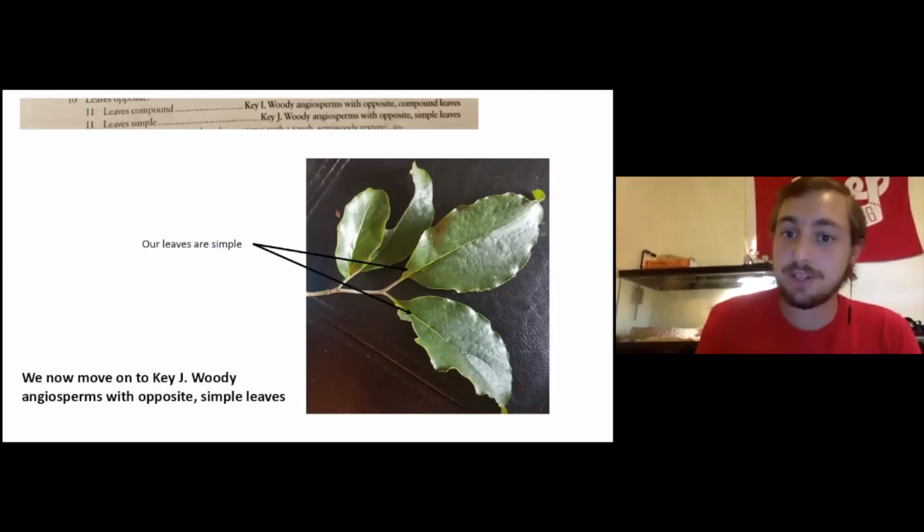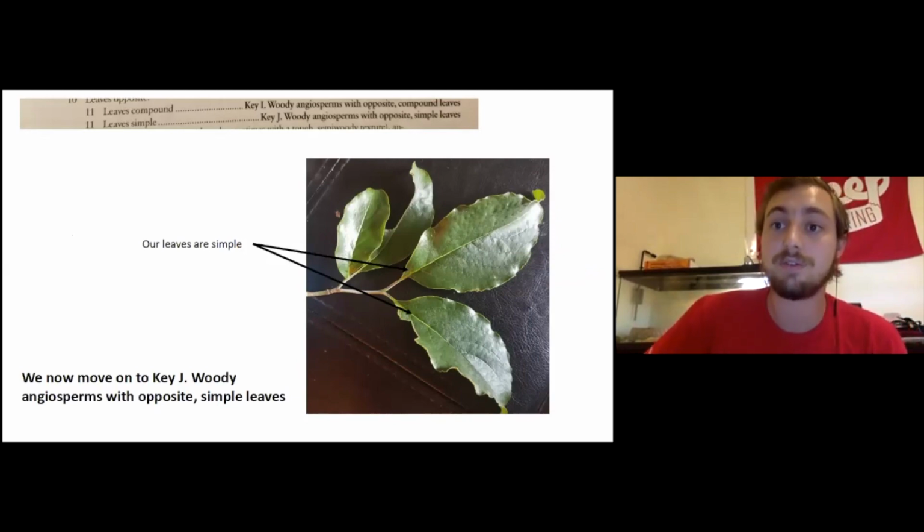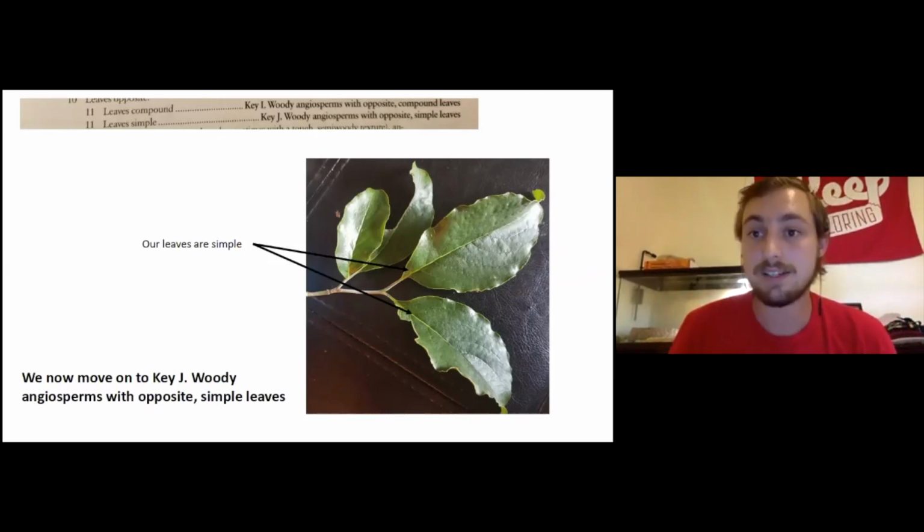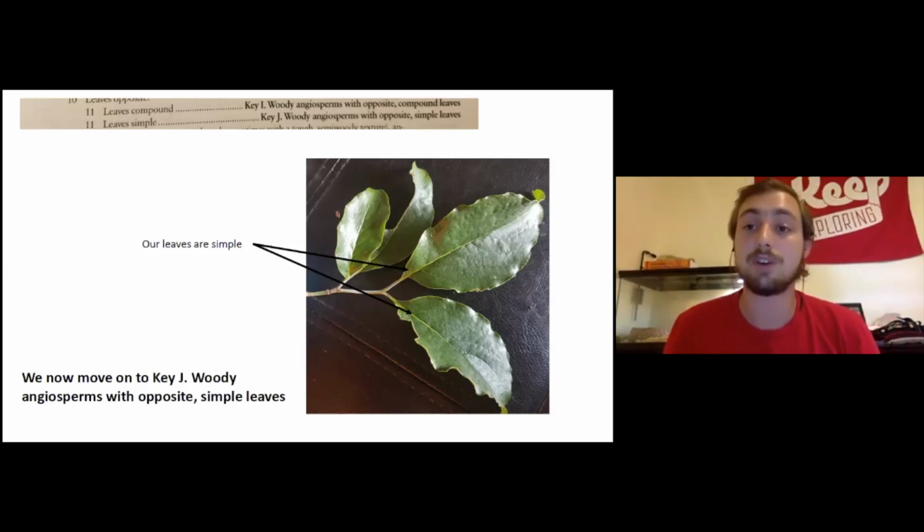And because we only have 1 leaf blade with the bud being right here in the middle and no leaflets, our leaves are not compound and are simple. So now we get to move to key J, woody angiosperms with opposite simple leaves. Remember, angiosperms relate to flowering plant species in comparison to our gymnosperms, like our pines that don't really have flowers per se.